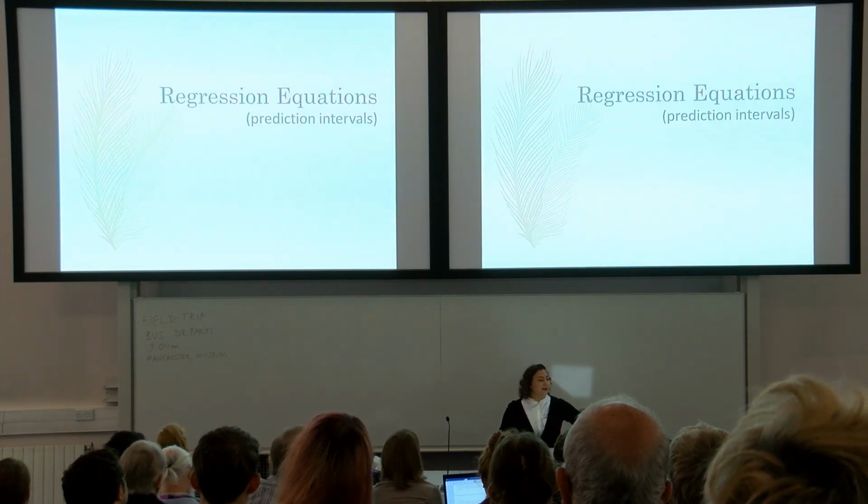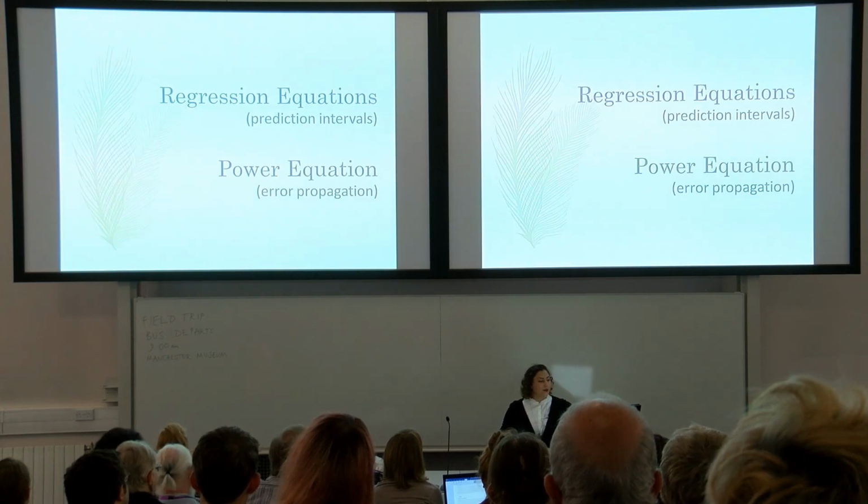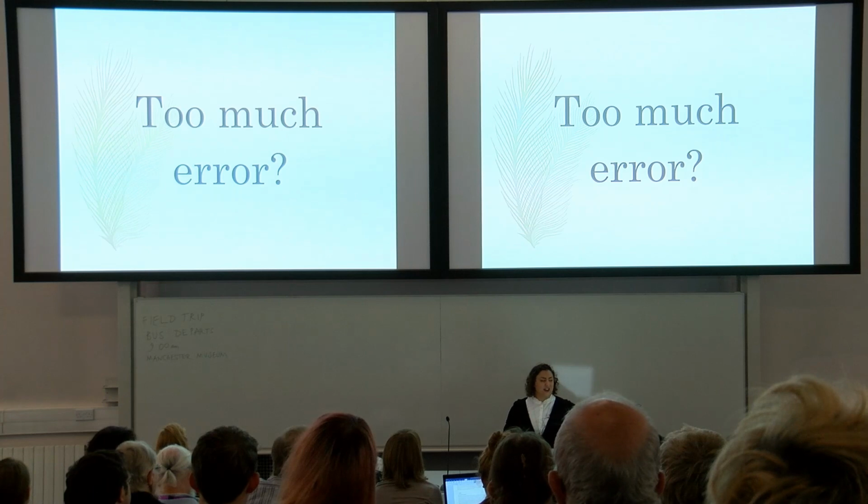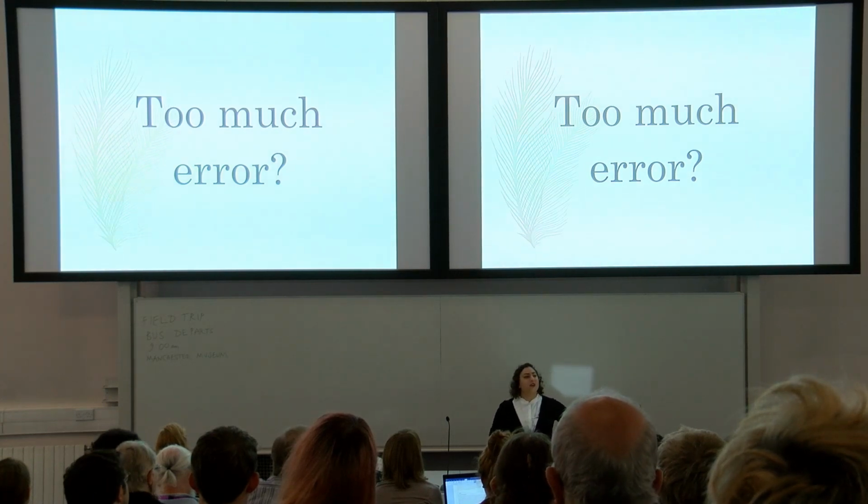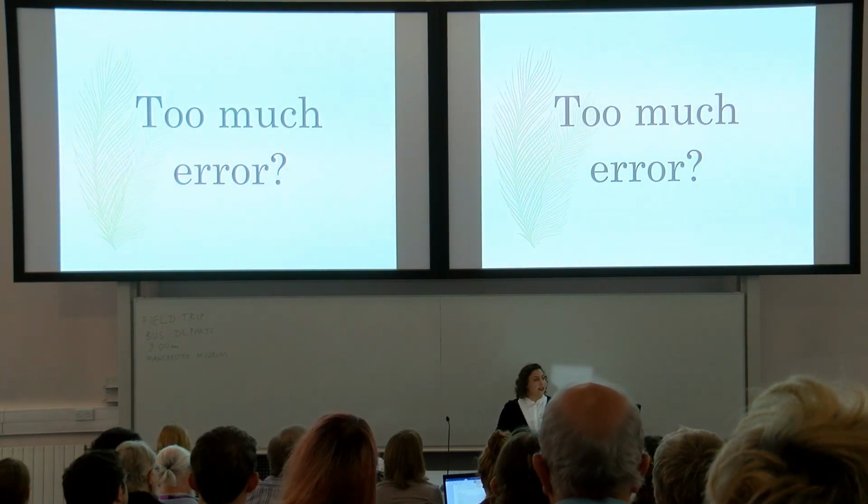So we have two sources of error, one from the regression equations and one from the power equation, in the form of prediction intervals and error propagation. So the real question here is, is this actually too much error? Is there so much error associated with calculating an APC using regression equations created from modern birds that they just become completely unreliable?